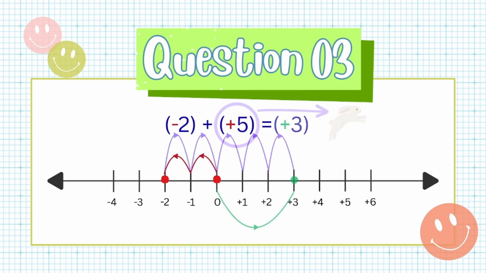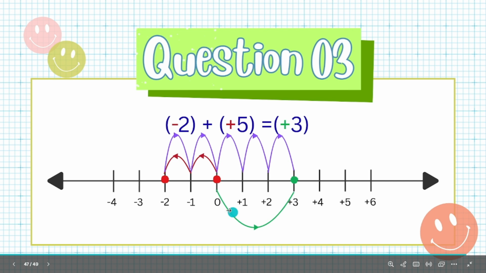1, 2, 3, 4, 5. I have jumped 5 hops towards right. Then I have come to my final destination. It's on plus 3. So starting from 0, you have to mark this green line. 0 plus 3. So our final answer will be what? Plus 3.